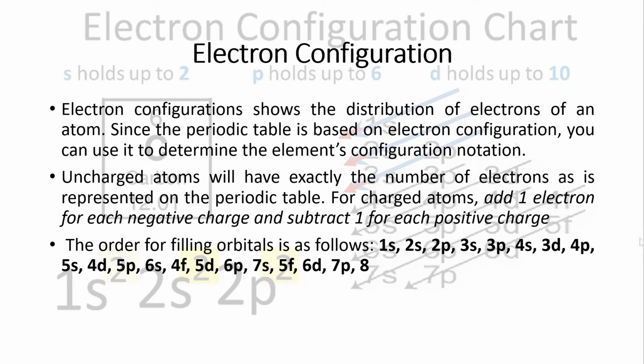Electron configuration shows the distribution of electrons of an atom. Since the periodic table is based on electron configuration, you can use it to determine the element's configuration notation. An uncharged atom will have exactly the number of electrons represented on the periodic table. For charged atoms, add 1 electron for each negative charge and subtract 1 for each positive charge. The order of filling orbitals is as follows: 1s, 2s, 2p, 3s, 3p, 4s, 3d, 4p, 5s, 4d, 5p, and so forth.